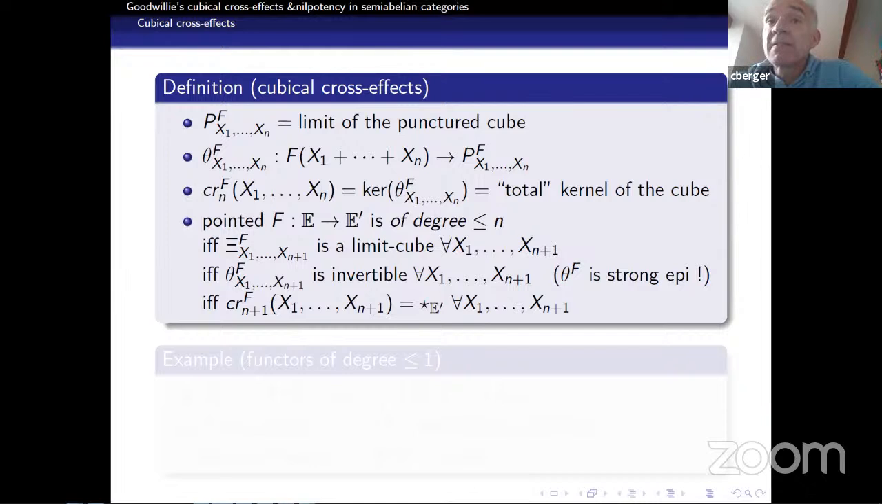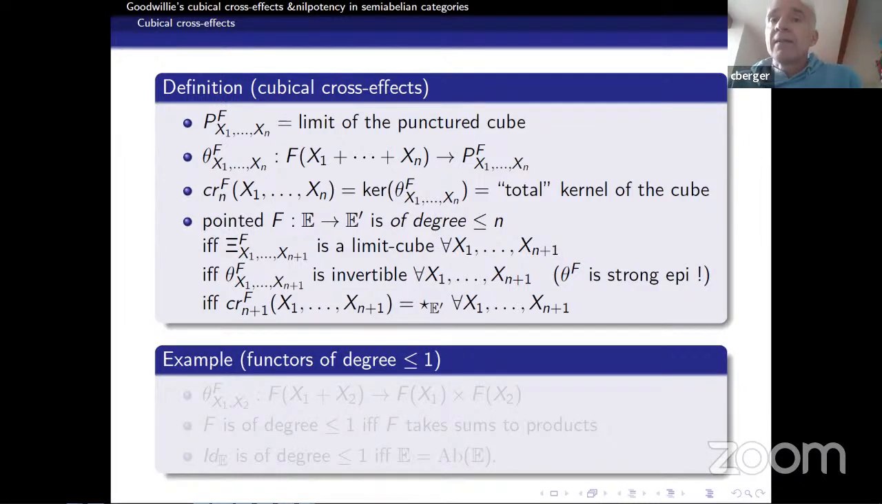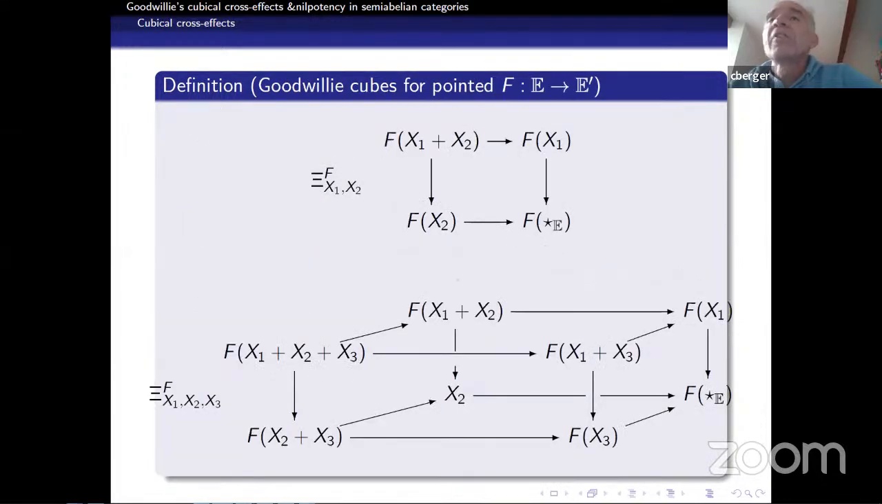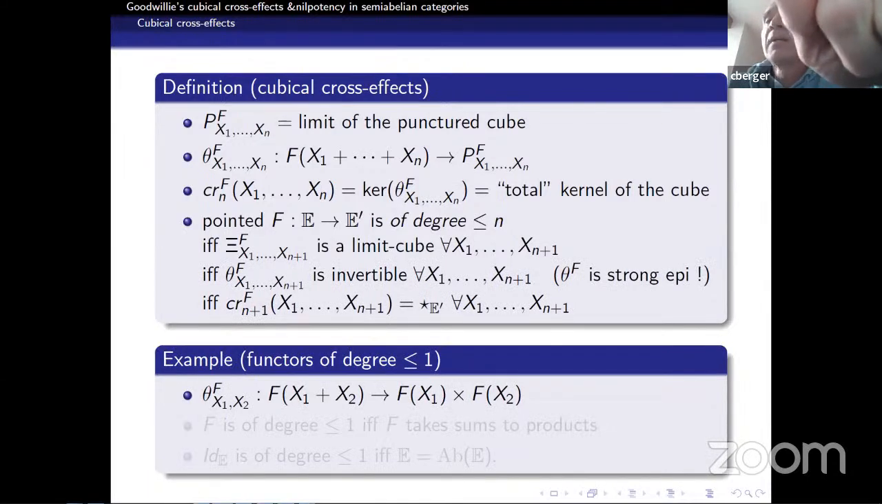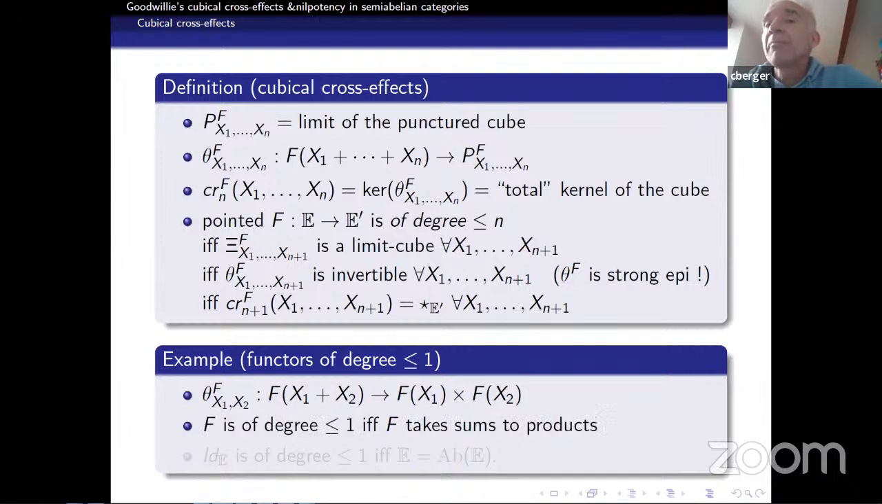So to give just an idea what it means for small n, what are functors of degree less than or equal to 1? The comparison map goes from f of x1 plus x2 to the limit of the punctured square. So I go back. If you drop the left corner and you compute the limit of the remaining diagram, because f is pointed, you have just a limit of two maps to the point, and this is just a Cartesian product. And so the comparison map goes from f of the sum to the product of the images of f. And therefore, this map is invertible if and only if f takes sums to products.